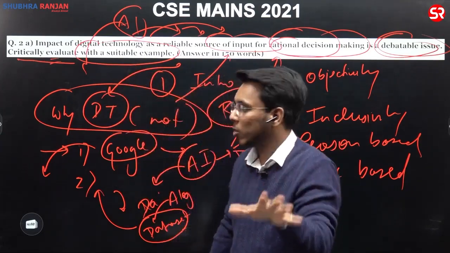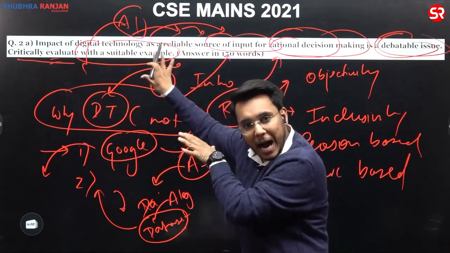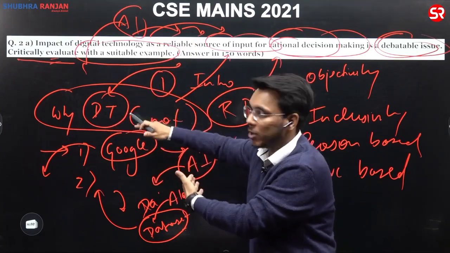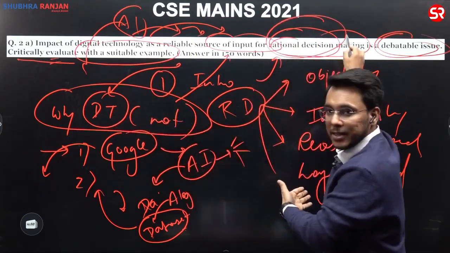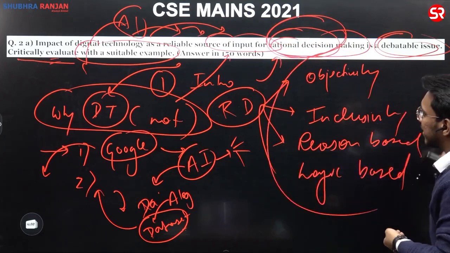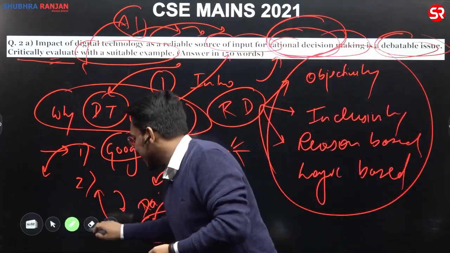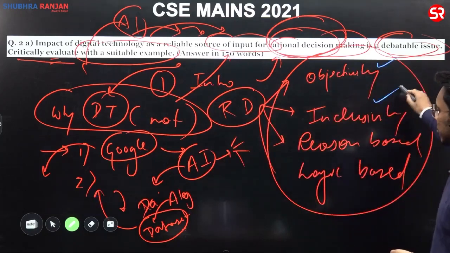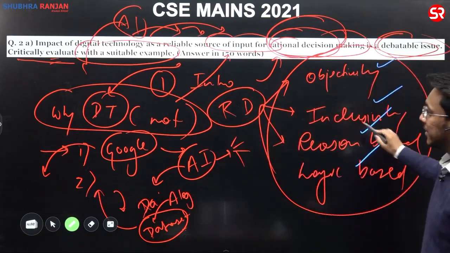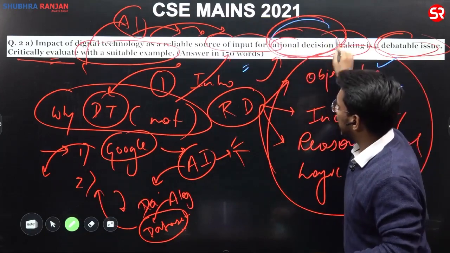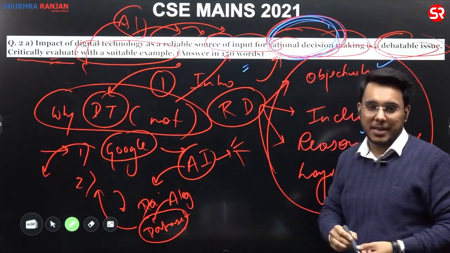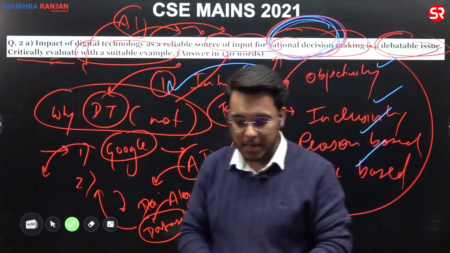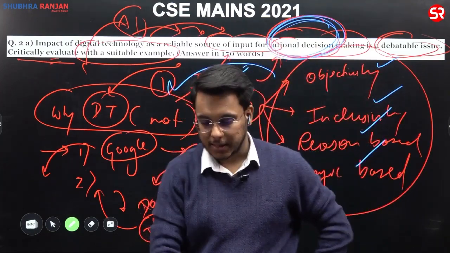So the digital technologies, the artificial intelligence, is plagued with social algorithmic biases, and because of that, rational decisions will not be there. Now, let's consider what the properties of a rational decision are. A rational decision needs to be objective, it needs to be inclusive, it needs to be reason based, it needs to be logic based. Such biases will not help in making a rational decision. So, therefore, digital technologies are not helping in the rational decision making process. Clear? This is the thing.